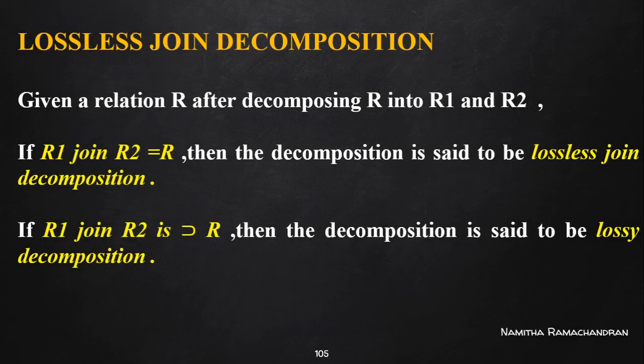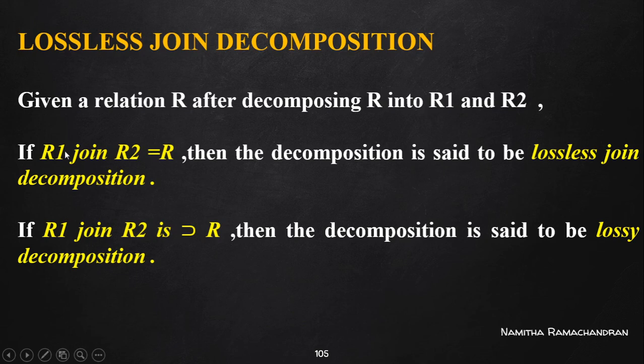In this video, we will discuss the properties of lossless join decomposition. First of all, understand what lossless join decomposition is. Consider a relation R which is given. After decomposing this R into R1 and R2, we want to check whether that decomposition is lossless join or not. For that, we need to consider this condition: if R1 join R2 equals R itself, then that decomposition is said to be lossless join decomposition.